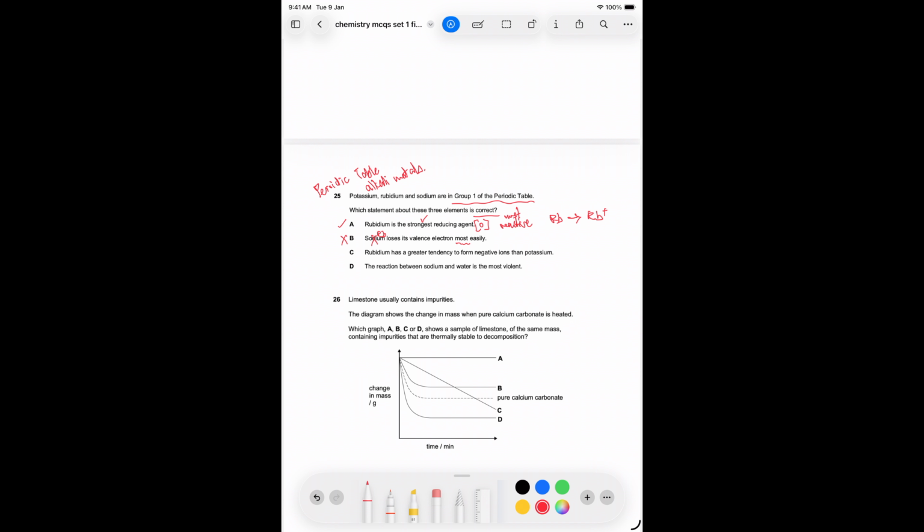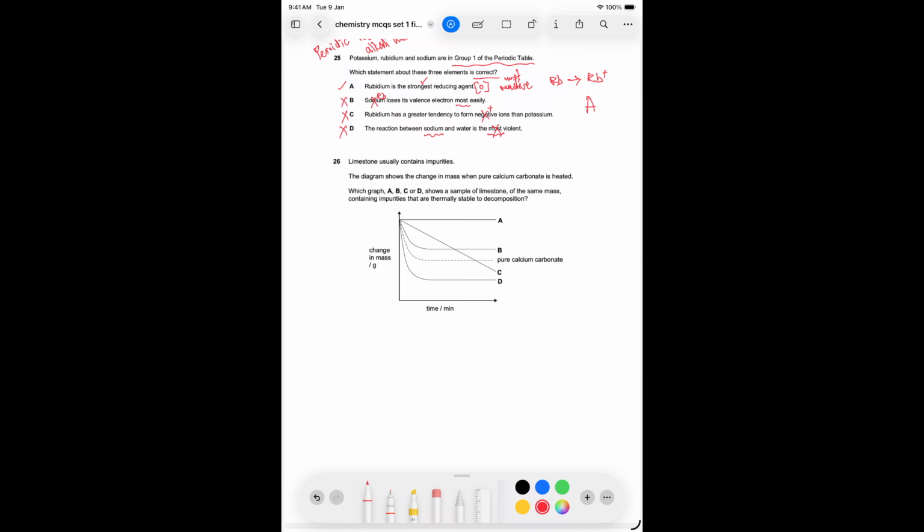So this is out. Rubidium has a greater tendency to form negative ions than potassium? No, it's not negative ions, it should be positive ions. So C is out. The reaction between sodium and water is the most violent? It's not the most violent. It should be rubidium, rubidium is the most violent, not sodium. So it's out. So answer is A.